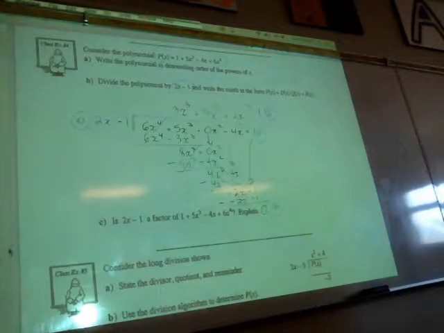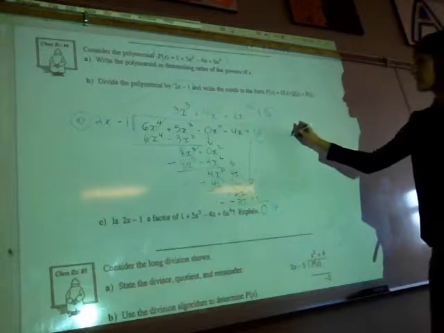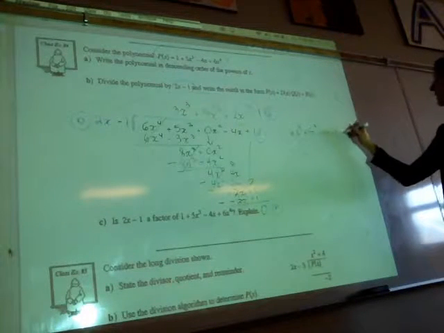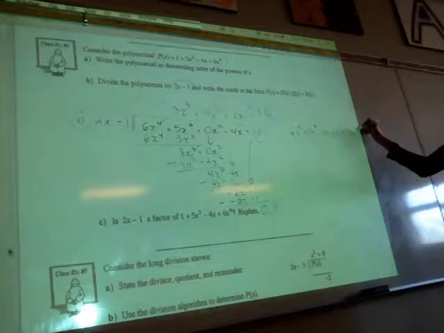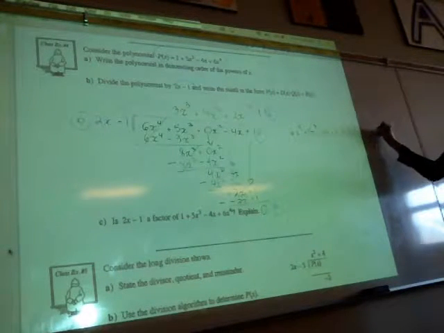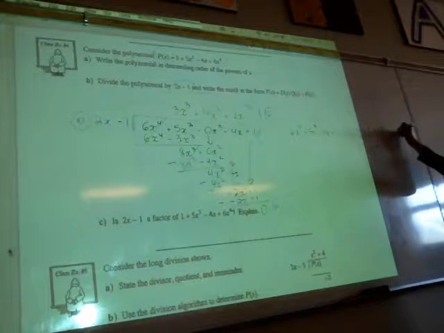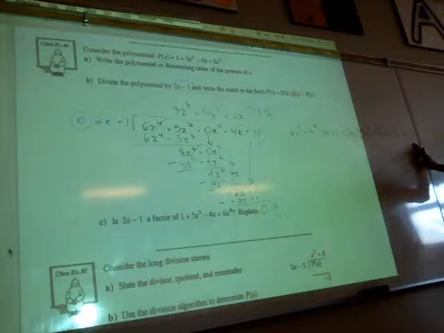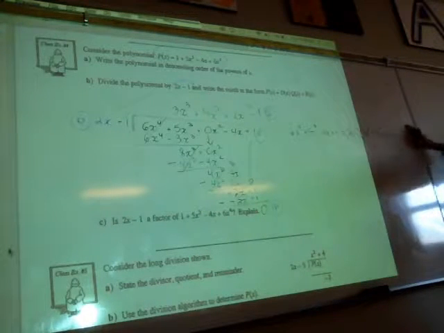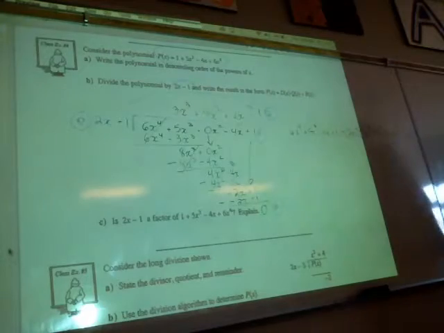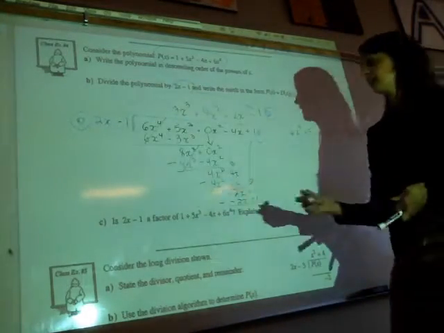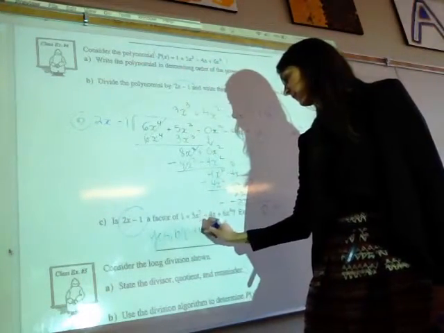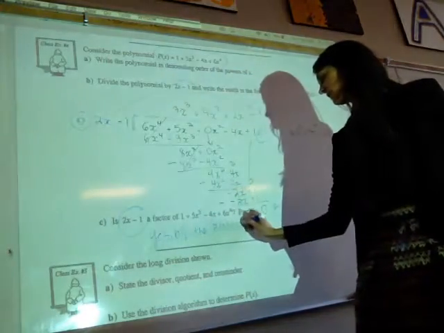So if I were to rewrite this in the form P equals dq plus r, we'd get 6x to the power of 4 plus 5x cubed minus 4x plus 1 equals your divisor, 2x minus 1, times your quotient, 3x cubed plus 4x squared plus 2x minus 1. What's your remainder? 0. Do I need to put the plus 0? No. So if I take that 0 away, what can we say about the divisor and the quotient? They're factors. So in part C, if they're asking you, is 2x minus 1 a factor? Yes, because the remainder equals 0.